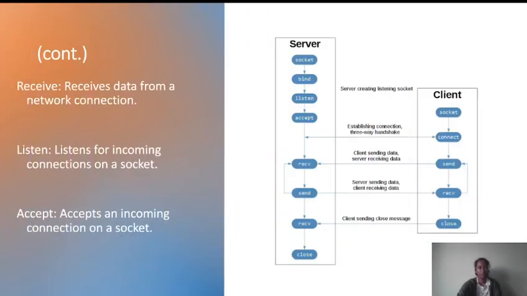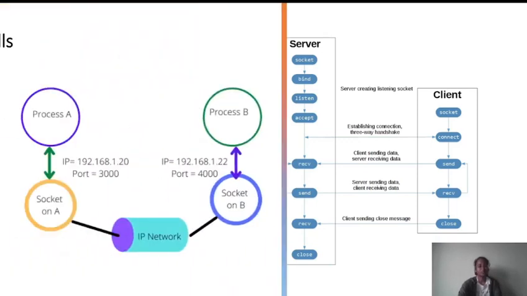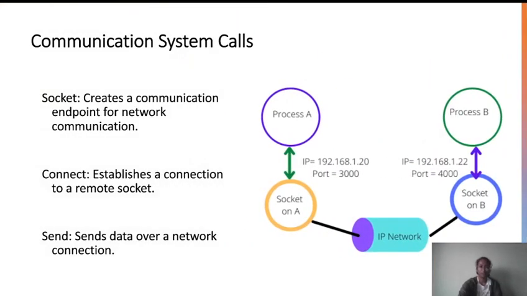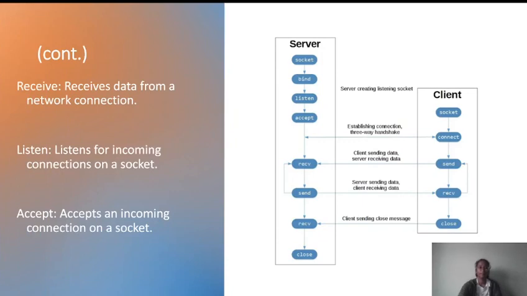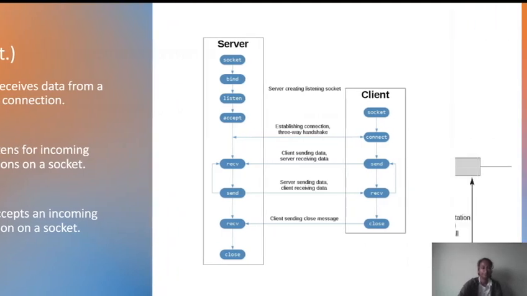Receive, listen, and accept. This is the continuation of communication system calls. Receive receives data from a network connection. Listen listens for incoming connections on a socket. Accept accepts an incoming connection on a socket.